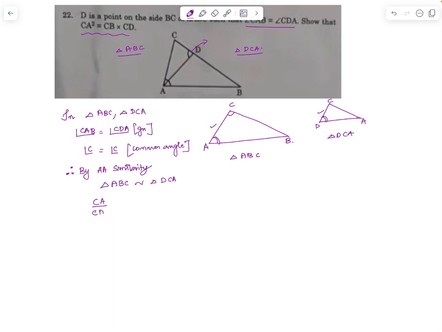CA upon CD is equal to the side CB corresponds to CA, that is CB upon CA. Take the denominator from the right to the left, that is CA times CA is equal to CB into CD, which goes to the right, that is CA square is equal to CB times CD. This is what we have to prove, so hence proved.